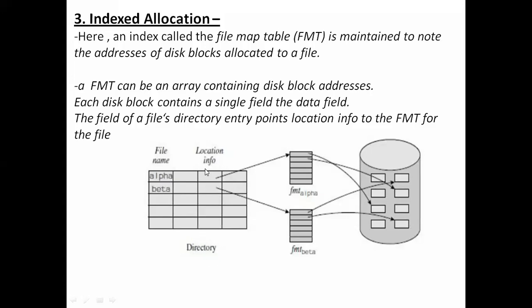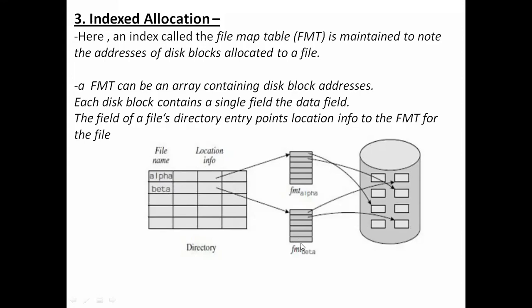Here we store the addresses of these file map tables, FMT alpha as well as FMT beta. In the location information field of this dictionary, we store the address of these file map tables. For the file alpha, the location information field contains the address of FMT alpha, and for the file beta, this field contains the address of FMT beta.